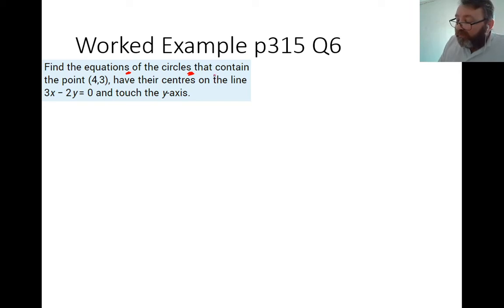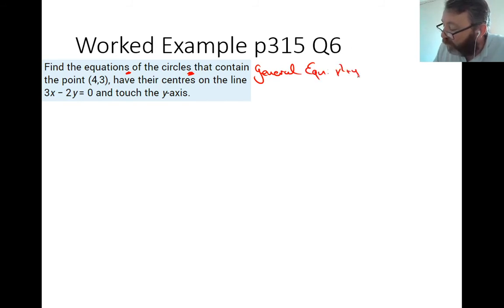Find the equations of the circles that contain the point (4, 3) and have centers on the line 3x minus 2y equals 0 and touch the y-axis. Okay, firstly, do I know the center of this circle? In numerical terms? No. Do I know the length of its radius? No. So because I know nothing about these circles, I talk in terms of the general equation. And the general equation, as you know, or should know, is x squared plus y squared plus 2gx plus 2fy plus c is equal to 0.